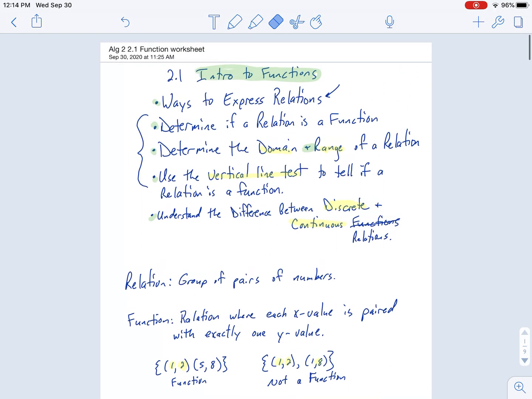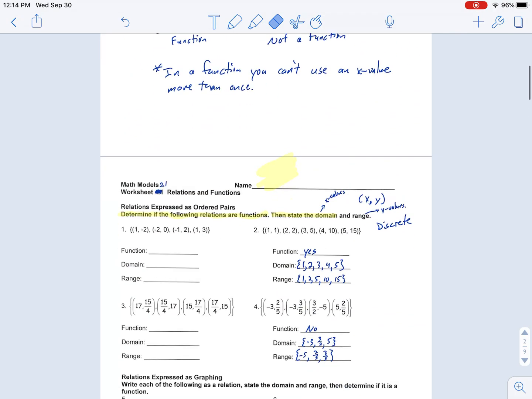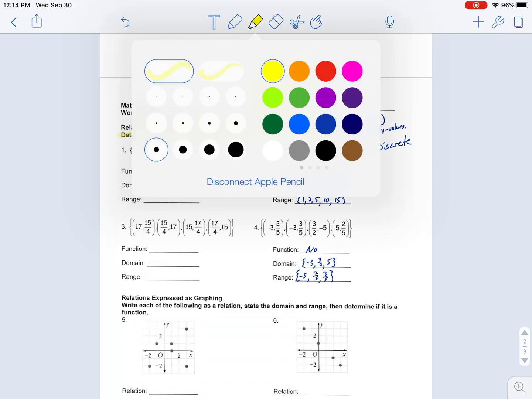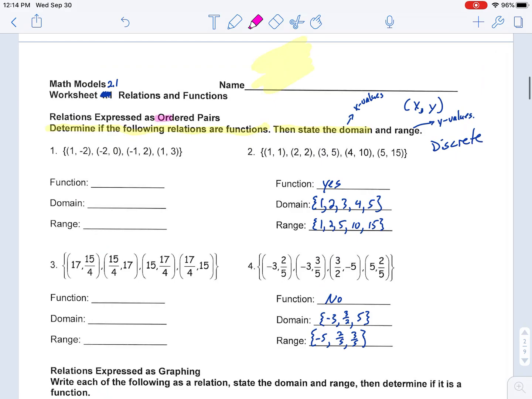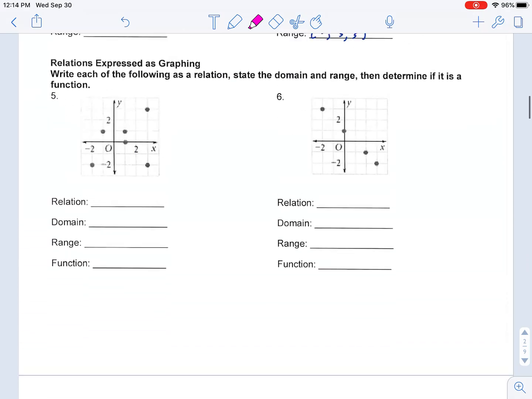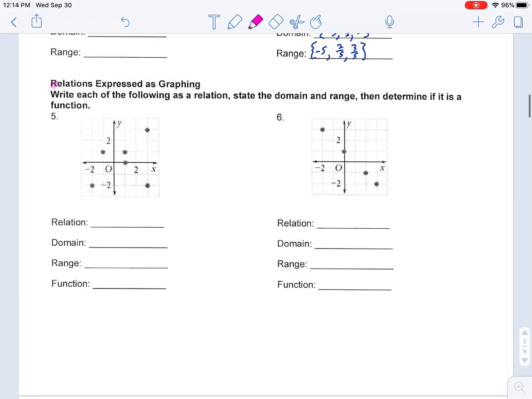What am I forgetting? Am I forgetting anything? Ways to express relations. Okay, so the way to express this, I'm just going to highlight it in, let's use bright pink, ordered pairs. These relations are expressed as ordered pairs. The next couple are also relations. They are expressed as a graph or graphing. It's weird to see ing on the end of a noun. It's a graph, but people say it's a graphing, so whatever.